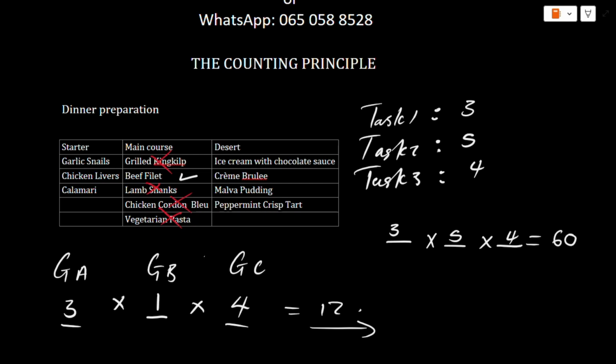Going back to our original dinner preparation example, this is a total of 12 ways of preparing this dinner, given the condition that a client says they want beef fillet for the main course. I hope that's clear. In the next video, we'll be looking at how we can take this idea further and apply more conditions. Cheers.